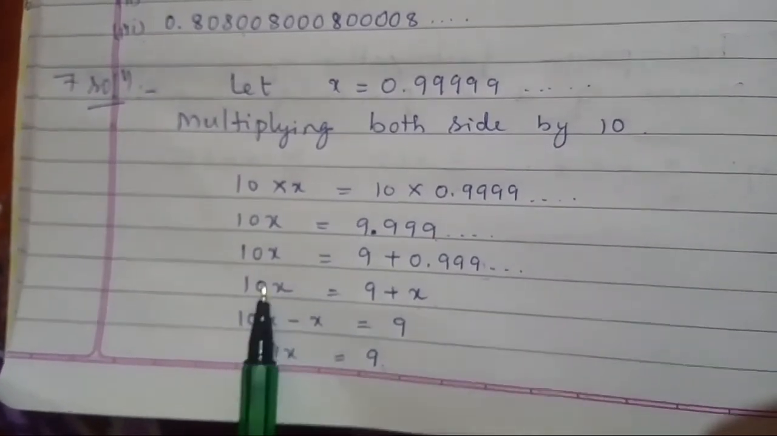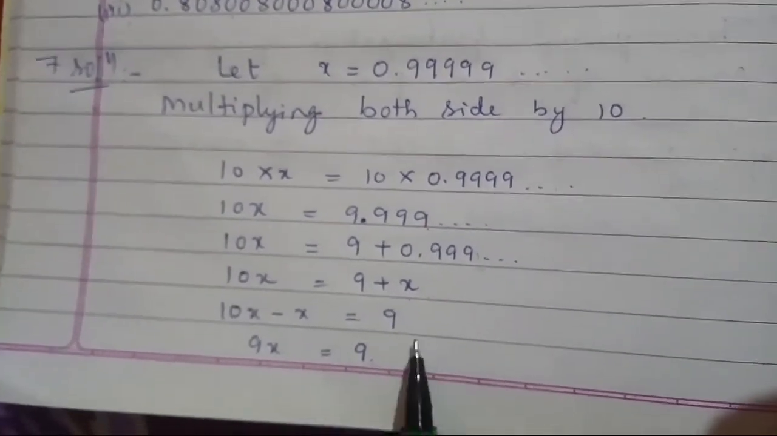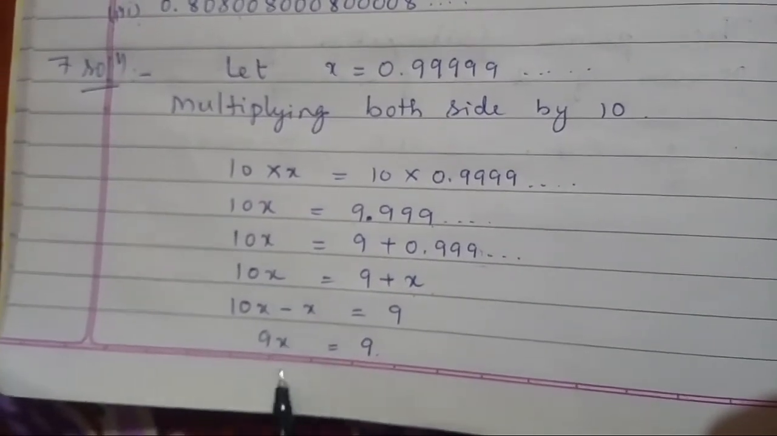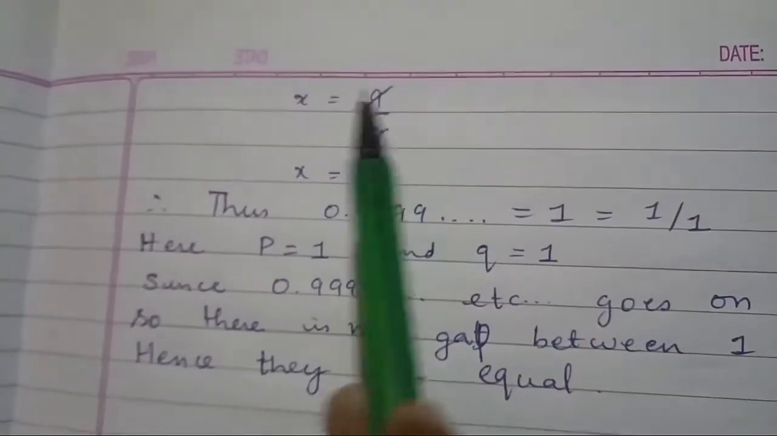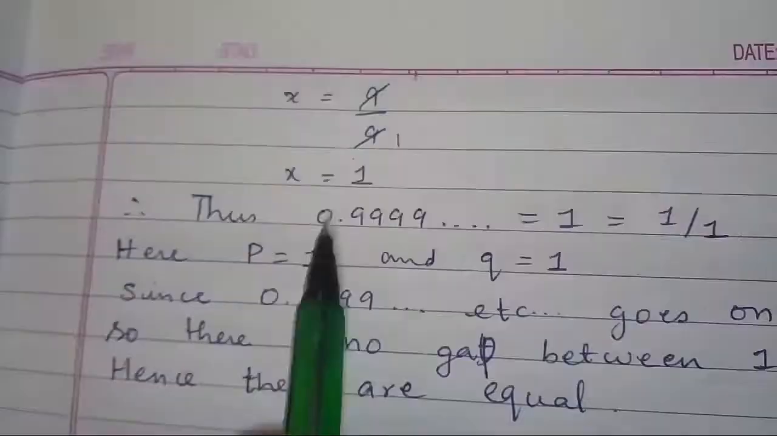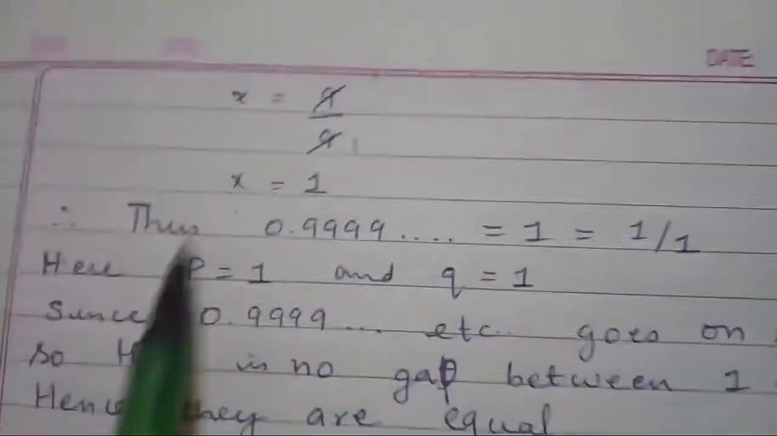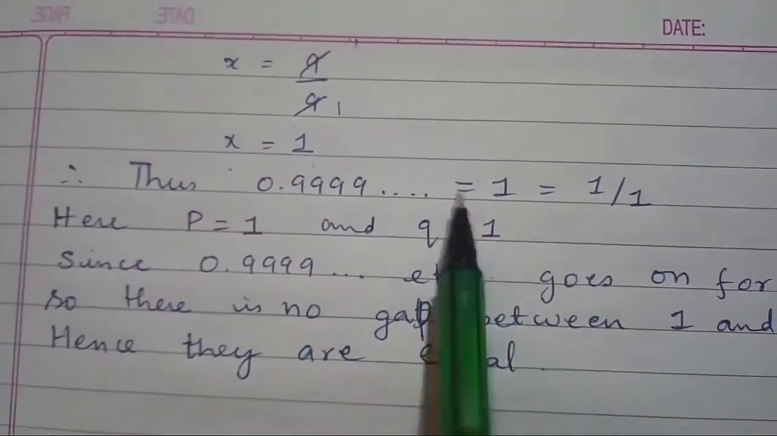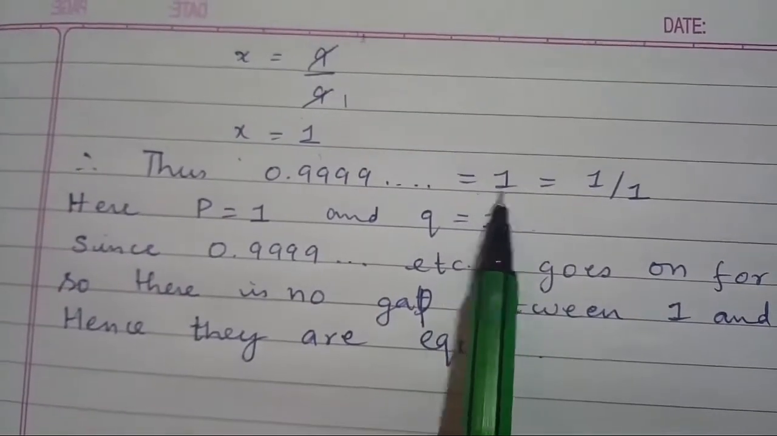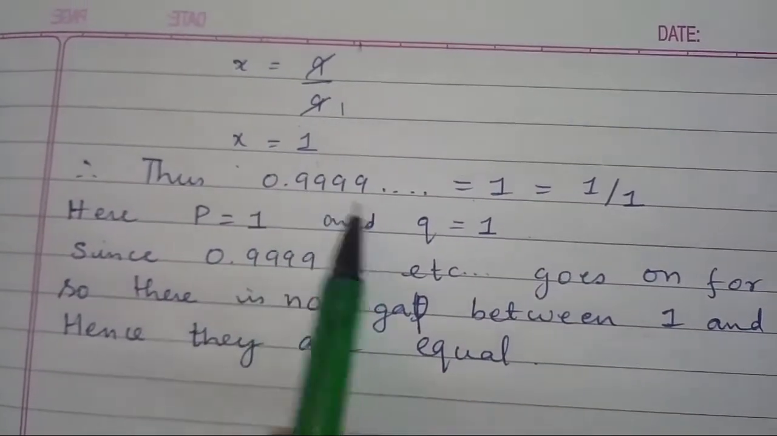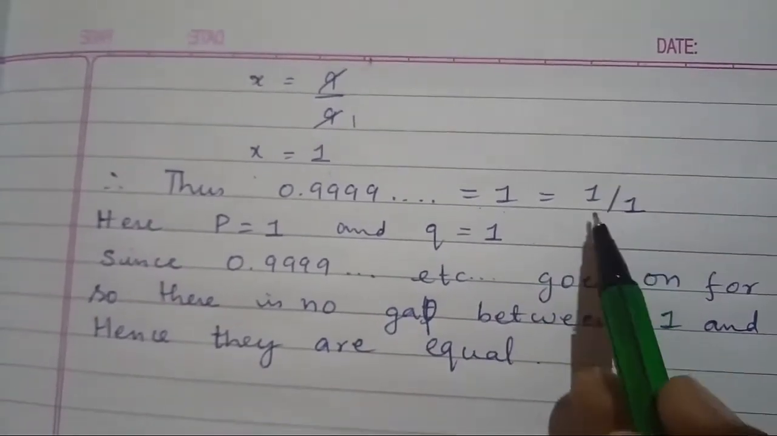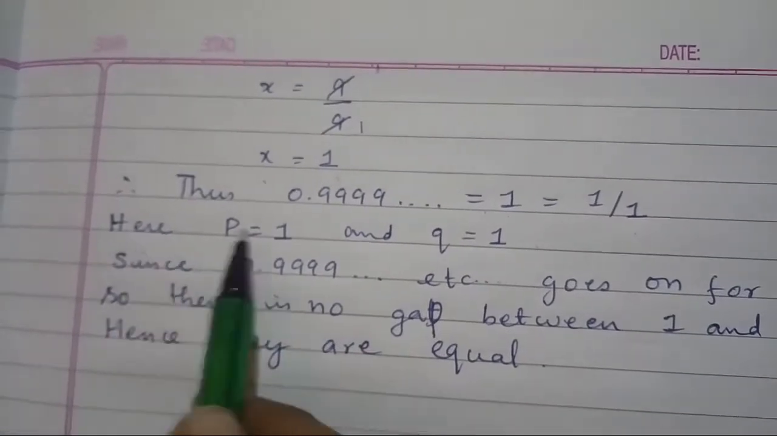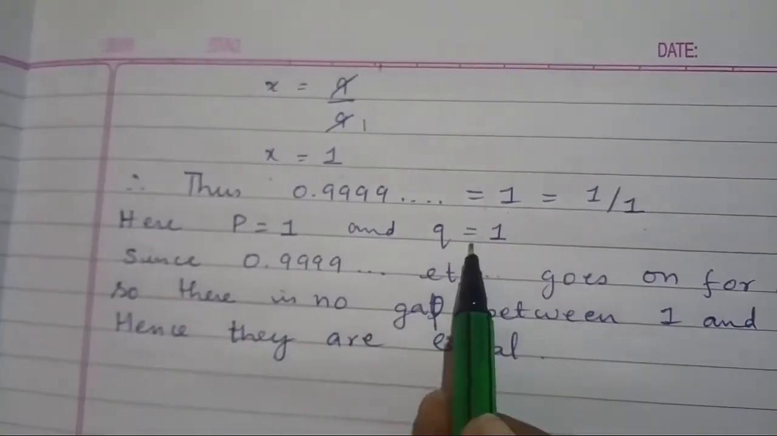Move this x to the left-hand side, that is 10x minus x equal to 9. 10x minus x is 9x, that is equal to 9. Then by cross multiplication, x equal to 9 by 9. 9 ones are 9. Therefore x equal to 1. Thus 0.999 equal to 1. Because x equal to 1, that means 0.999 equal to 1. 1 can be written in p by q form, that is 1 by 1. Hence here p equal to 1 and q equal to 1.